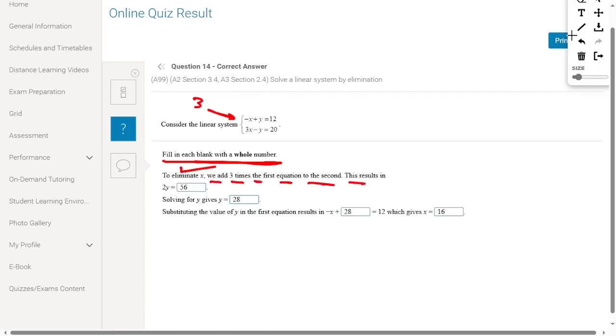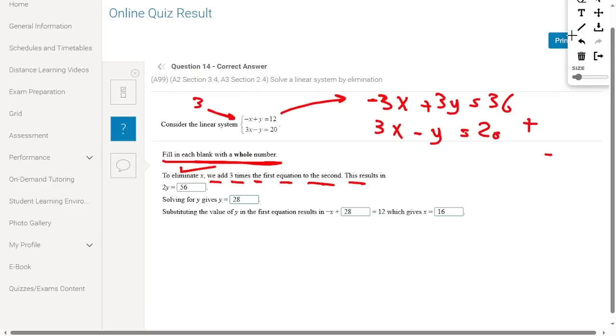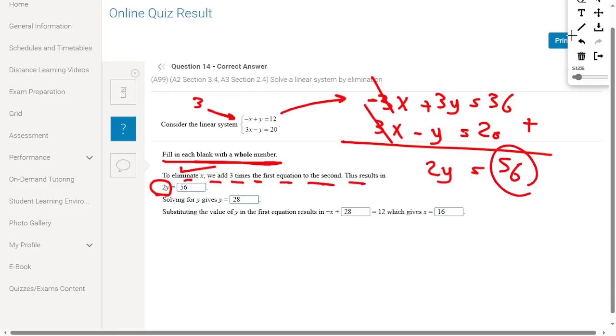Okay, this result. So let's solve it now. We'll have minus 3x plus 3y equal to 36. And the second equation will be the same, 3x minus y equal to 20. We'll make addition. Minus 3x, 3x, 0. So we eliminated x. 3y minus y, it will be 2y, and this is what he asked about. And here 36 plus 20, it will be 56. So the answer here is 56.